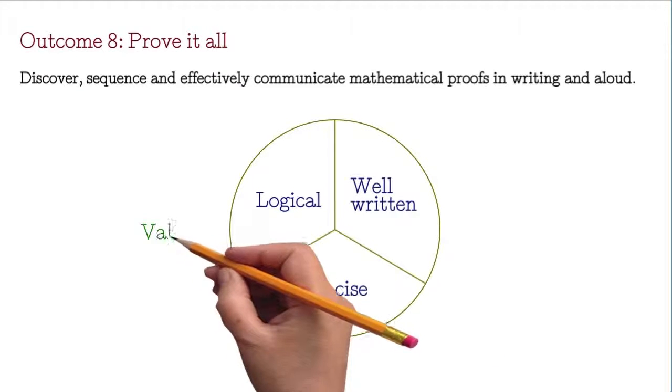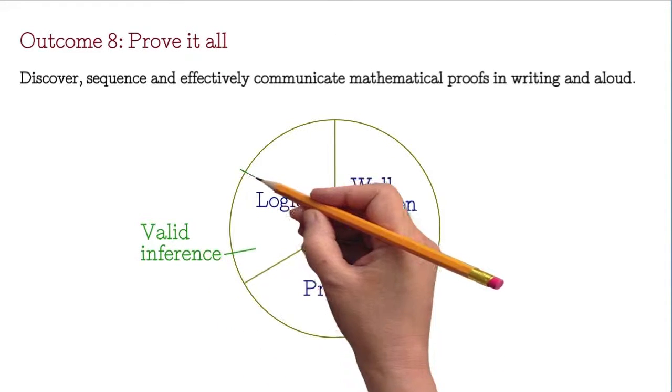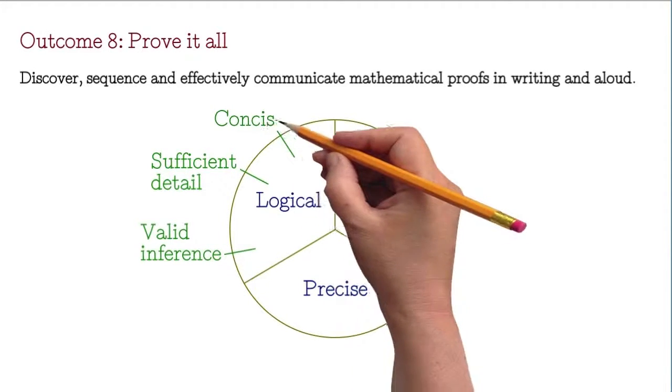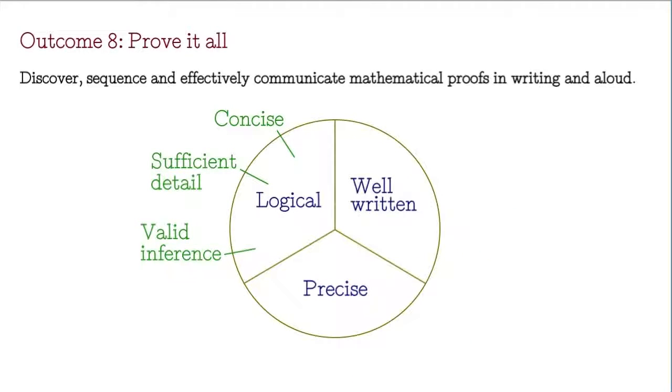A logical proof uses, first of all, valid inference. It uses a sufficient amount of detail, but not too much detail, right? We would like for you to write just as much as you need to exactly make the point that you're making, but no more, and that each of your inferences is valid, that you're using quantifiers appropriately, and that A implies B really means A implies B.